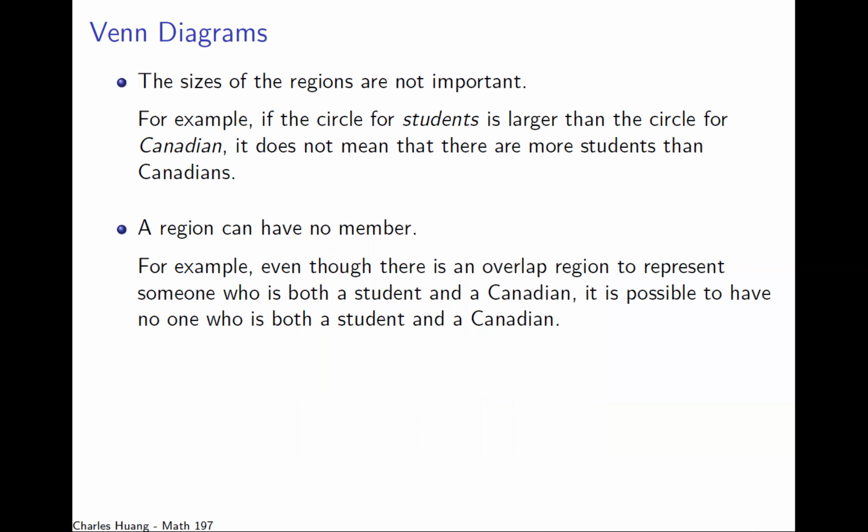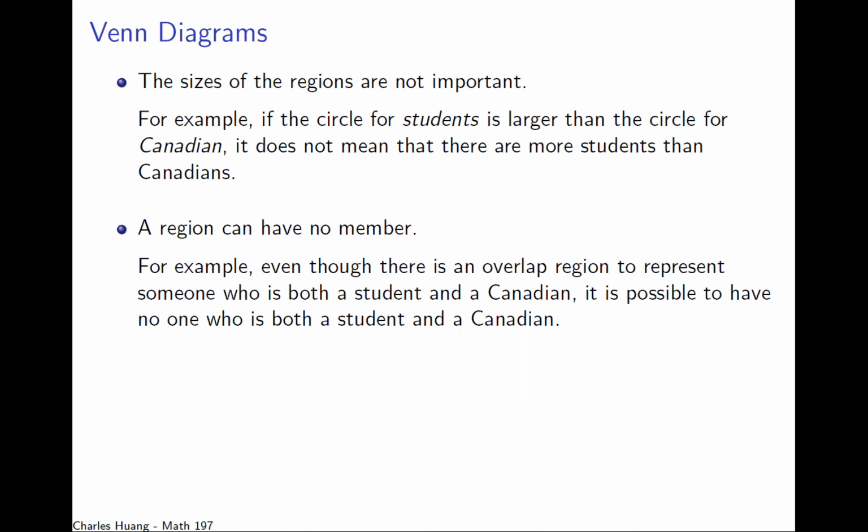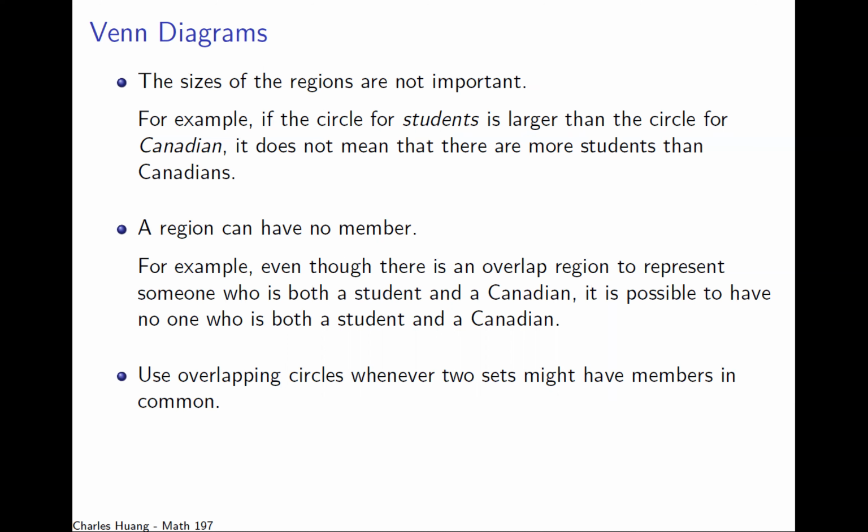A region can have no members. So earlier, when I draw a circle like this, we might have a class where all the students in the class are international students. So I wouldn't be able to find any students that are Canadian at the same time. So this might be empty. But we will still use the overlapping set if we might have members in common. So in this Canadian students example, I would still draw it like this because in a different class, I might find Canadian students inside.